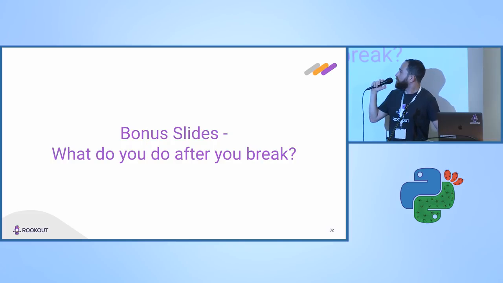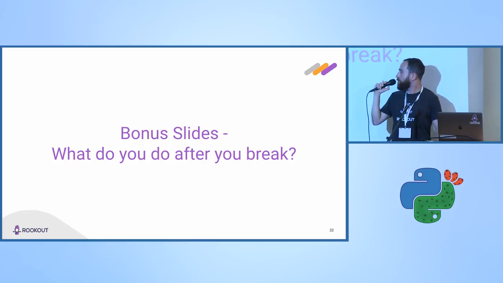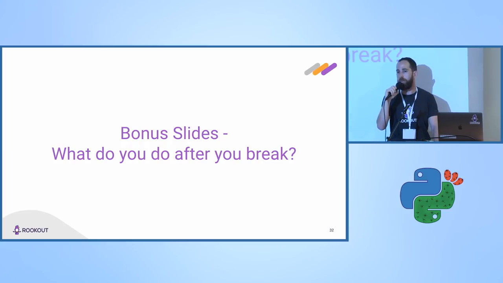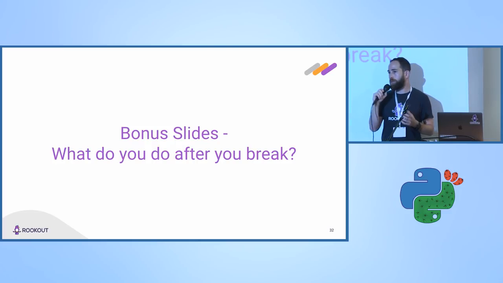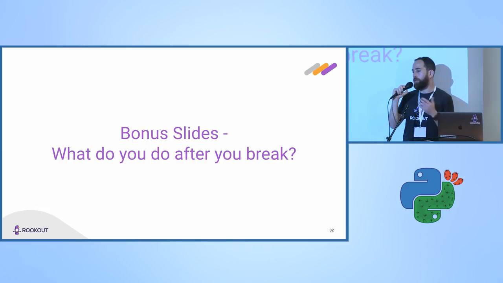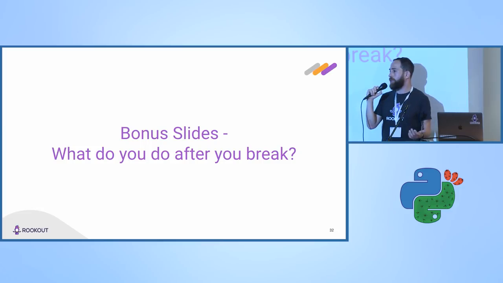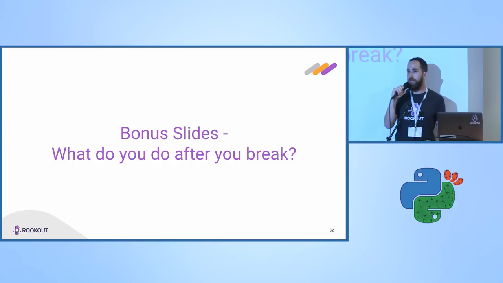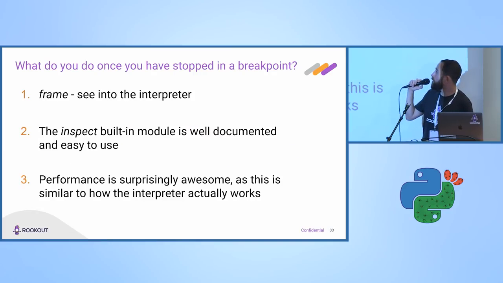Now, just for the last topic, I want to share with you some extra info about what you do after you break. So far, we've been discussing a lot about how you know where to break, how you find the line, how you make the interpreter call you. But once you break, you need to take a look at the interpreter state, at the application state, and collect the data you care about. How do you go about that?